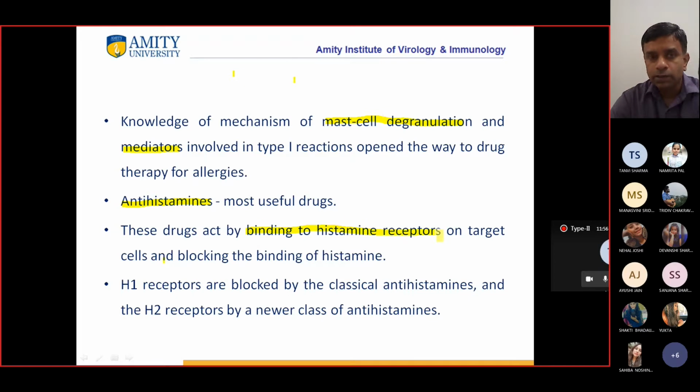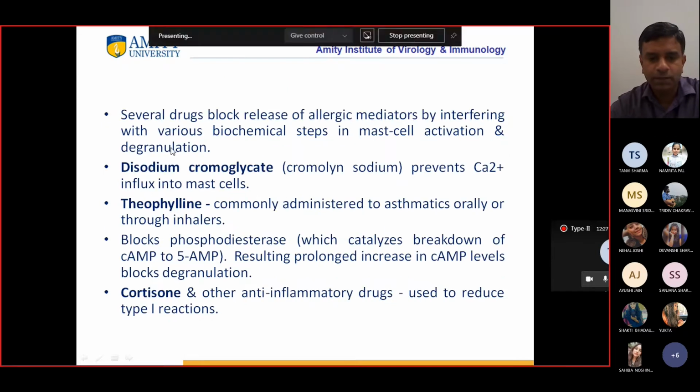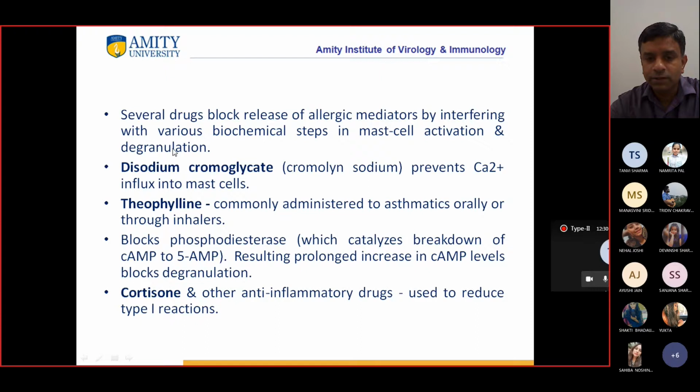Now, students, you can imagine histamine is released, and we are putting in histamine receptors. So these receptors will go and bind to the target cell. So when this histamine will go and try to bind to its receptor, the receptor is already engaged. So histamines will not be able to bind. And when histamines will not bind, there will not be smooth muscle contraction or vasodilation. Okay, clear? So that is one way. So we have antihistamines. Then there are several other drugs which block release of allergic mediators.